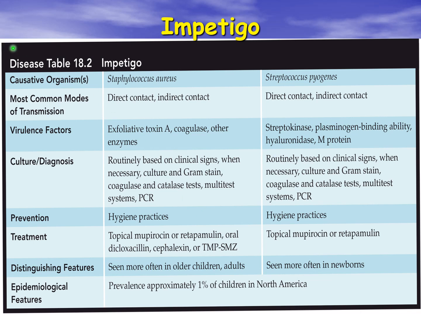So this is the table in chapter 18 of impetigo caused by either staph or strep. Again, most often they're seen in children. Staph is often seen in older children and adults by itself, and strep by itself is most often seen in neonates.